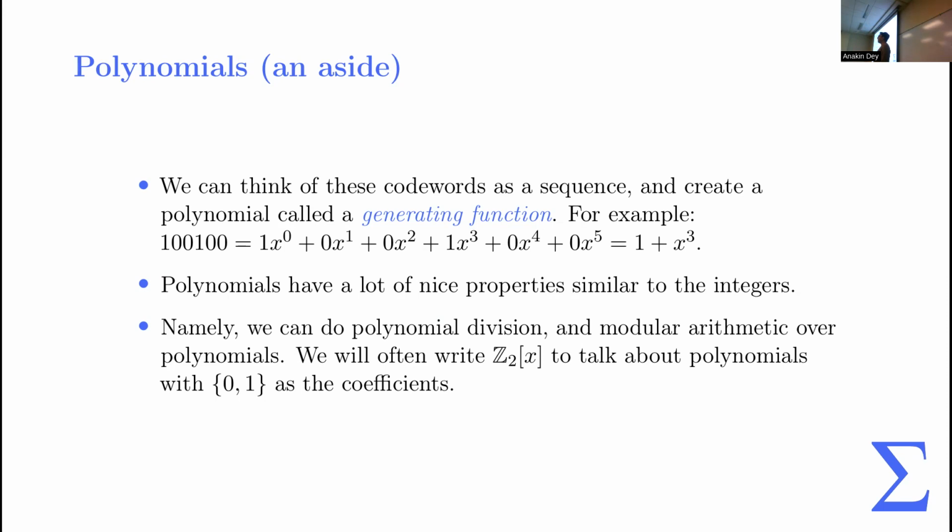Specifically, we can do polynomial division, which lets us do modular arithmetic. So we can talk about doing division over polynomials. I actually don't think I write this ever again in the slides, but oftentimes you'll see people write Z sub 2 of x. This is read as Z sub 2 adjoin x. That's what the thing is, and that just means that we're talking about polynomials where the coefficients are zeros and ones.